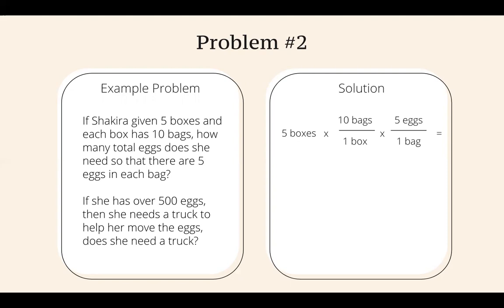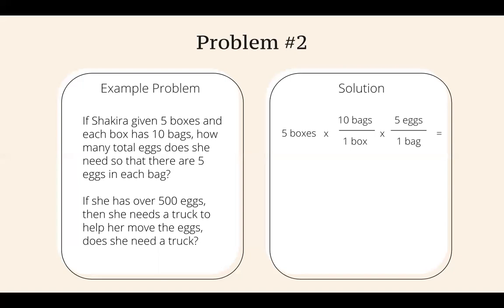First, let's understand the problem. In the first question, we are asked to find the total amount of eggs. In the second one, we are asked whether or not she needs a truck to move all of them. So knowing that each bag holds 5 eggs, there are 10 bags per box, and there are 5 boxes total, we can use multiplication to figure out how many total eggs. Then we can compare this number to 500 and determine whether or not she needs a truck.